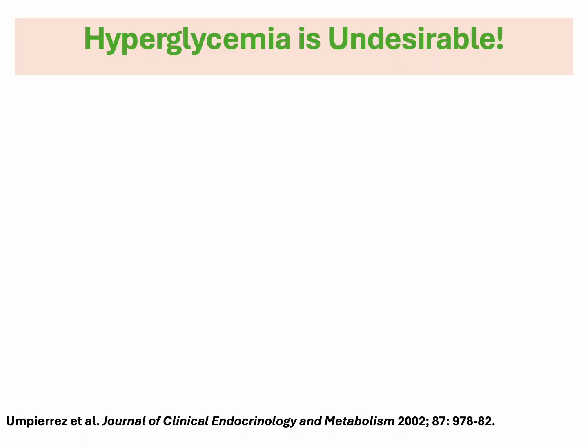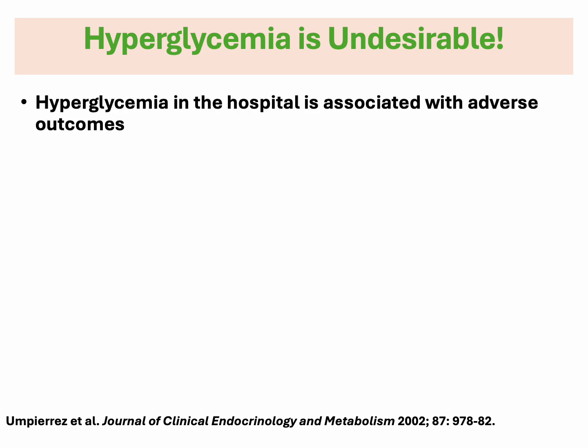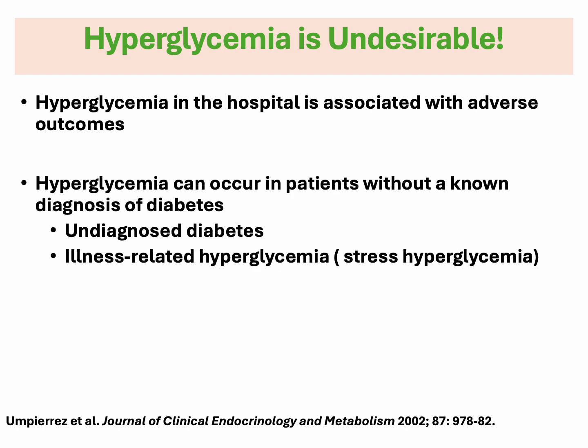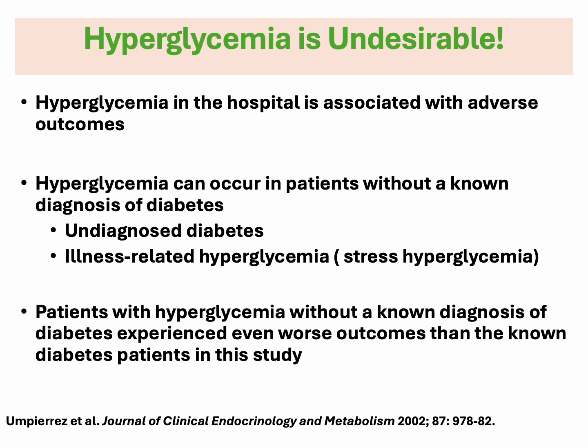So, hospital hyperglycemia is undesirable. Why? Because it is linked to poor adverse outcomes and may occur in individuals who have no prior diagnosis of diabetes, either due to undetected diabetes or stress-related illness. These patients often fare worse than those with known diabetes, highlighting the need for early recognition and management.